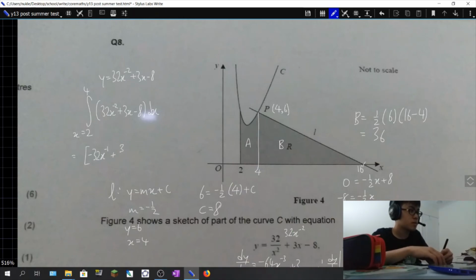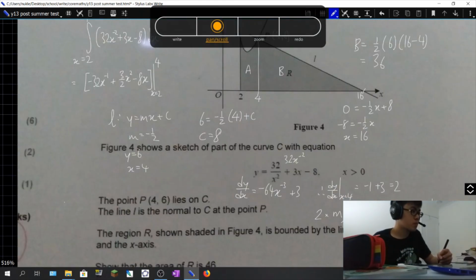Plus 3 over 2x squared, because this is x to the first power, you add 1 to that and then divide 3 by the new exponent. So the exponent is 2, and then 3 is divided by 2. And then you're going to get minus 8x. Running from x is equal to 4, so you're going to sub in 4, and then you're going to sub in 2, and you're going to subtract the result of this from this.